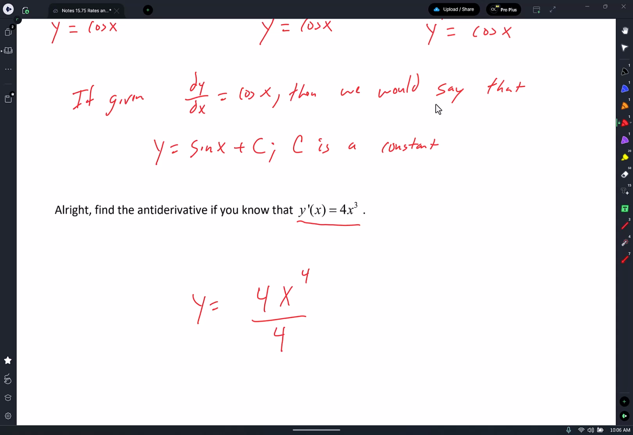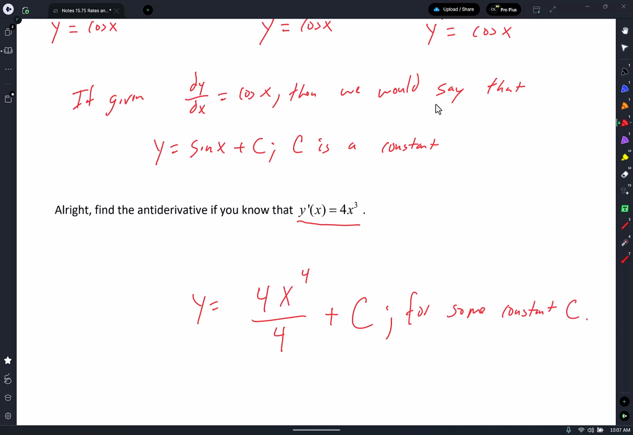So put in there for good notes: add 1 to the power, divide by the power. Add 1, divide. And then what do I put after this? Plus what? Oh, plus C. Plus C, for some constant C.